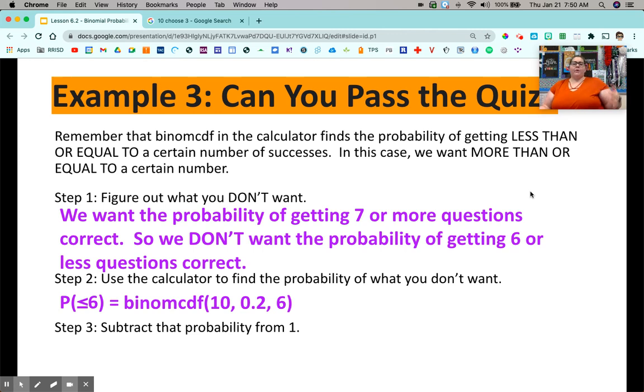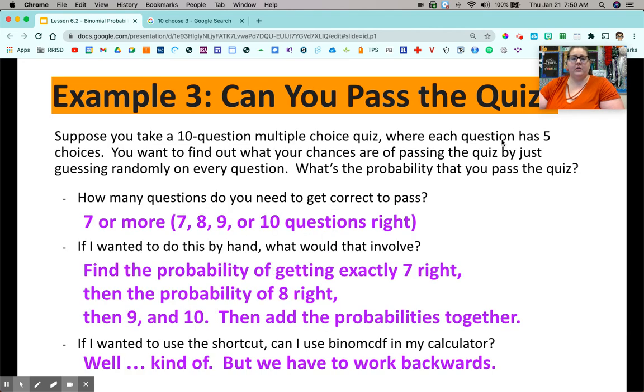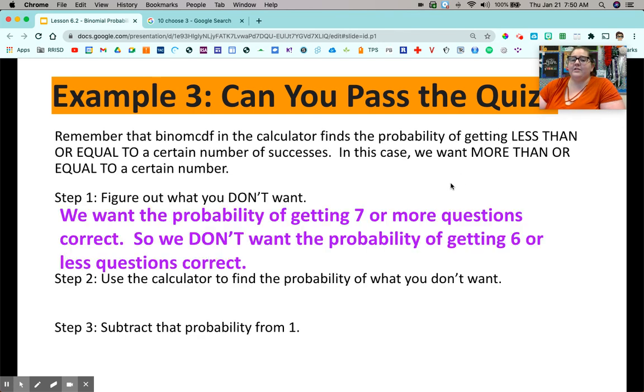You can do it this way, but I want to show you a website that we can use that just makes this a little bit easier, right? So this whole idea is that we're working backwards. One thing I did want to point out, we're talking about passing a quiz. There were 5 answer choices on each. It said that each question has 5 answer choices.